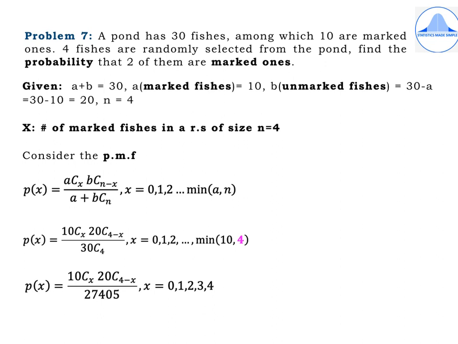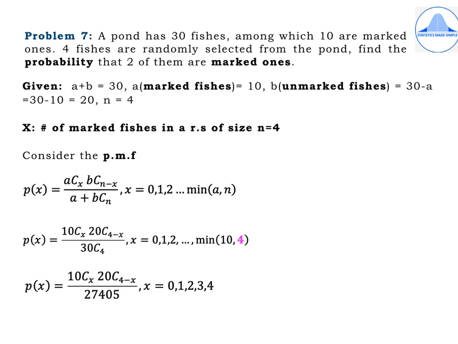It will be the total, that is 30 minus A, which is 30 minus 10 equal to 20. And they have mentioned that the sample size is 4. So it means that n is equal to 4. The next step is to define capital X. So capital X will be the number of marked fishes in a random sample of size n equal to 4.